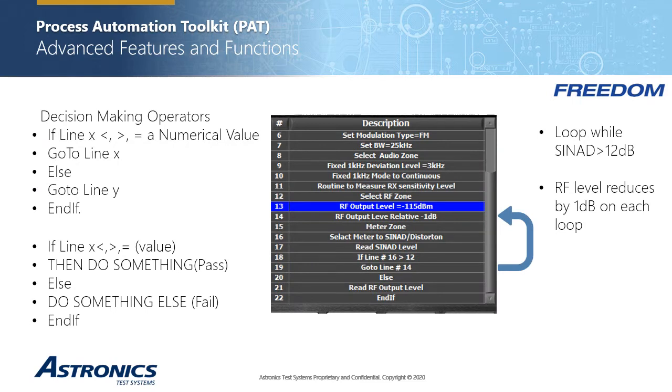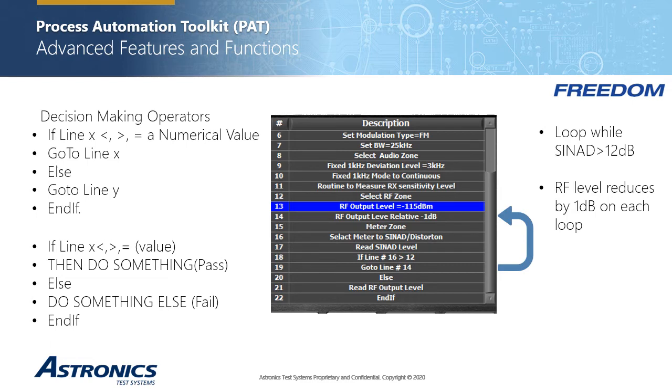Another advanced feature of PAT are decision-making operators that allow us to make logical decisions within the script by go to line, else, go to line, end if. If line x is greater than, less than, or equal to a value, then do something like pass, or else you do something else like fail, and you end the loop by end if.